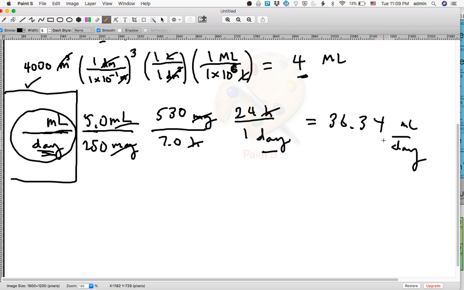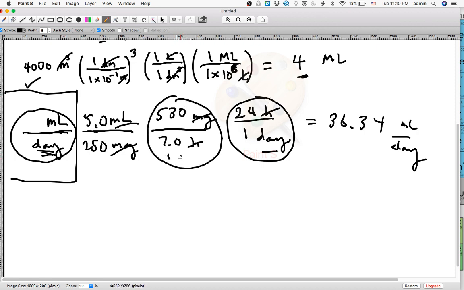Okay, now let's look at the significant figures. Is this a measurement? No. 24 hours in a day, that's a definition. Is this a measurement? Yes. So I have 2 significant figures here, 2 significant figures here, and 2 significant figures here. And so the answer to this problem is 36 milliliters per day.